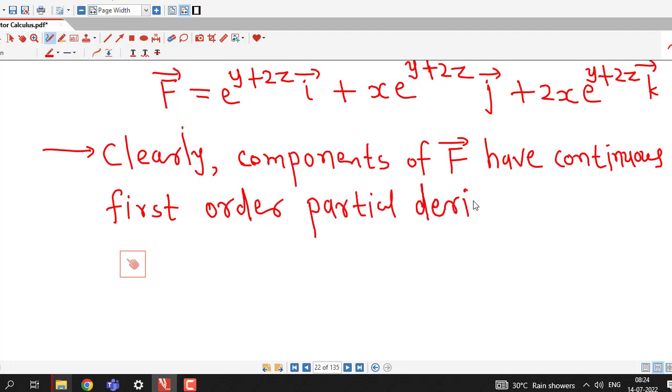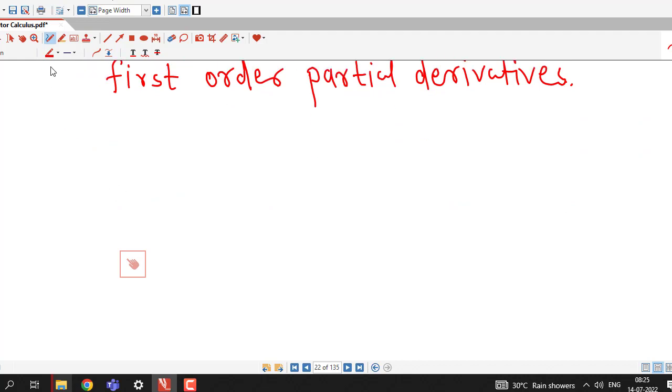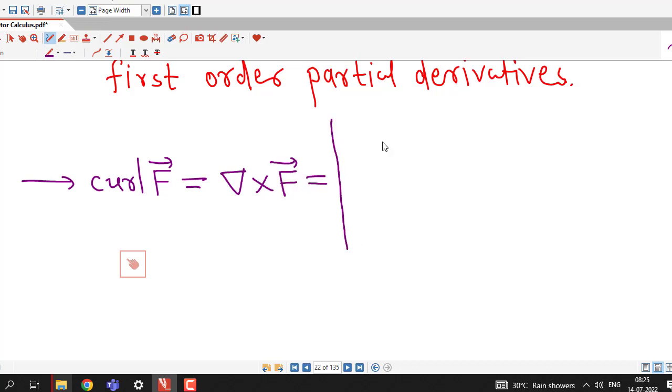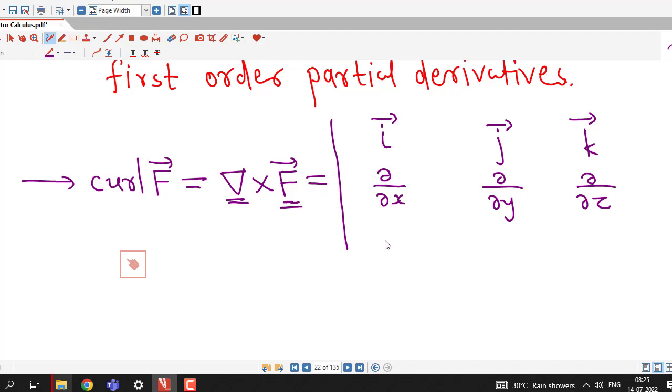Now we check what is curl of this vector field f bar. If curl is 0, then our vector field will be conservative. So now we find out curl of the vector field f bar, and we know that curl is nothing but vector product of operator del with given vector field f bar. First we write down first row as i, j, k. Second row is components of del operator, which are partial derivatives with respect to x, y and z. And last row is components of given vector field, which are e raised to y plus 2z, x times e raised to y plus 2z, 2x times e raised to y plus 2z.